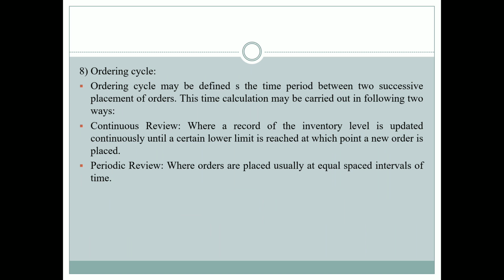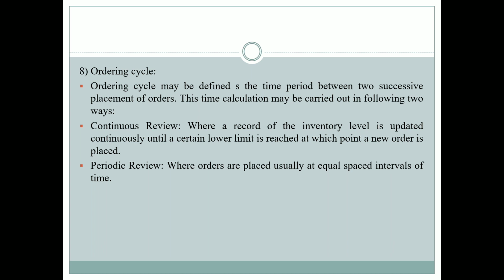Next, ordering cycle. An ordering cycle may be defined as the time period between two successive placements of orders. This time calculation may be carried out in the following two ways. The first one is continuous review, where a record of the inventory level is updated continuously until a certain lower limit is reached, at which point a new order is placed. The other is periodic review, where orders are placed usually at equally spaced intervals of time. Ordering cycles are nothing but when to order a material. So it may be either continuous review or periodic review.